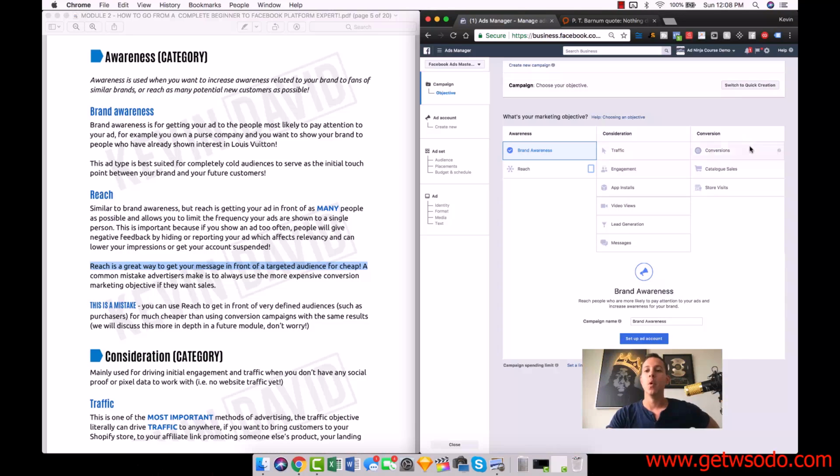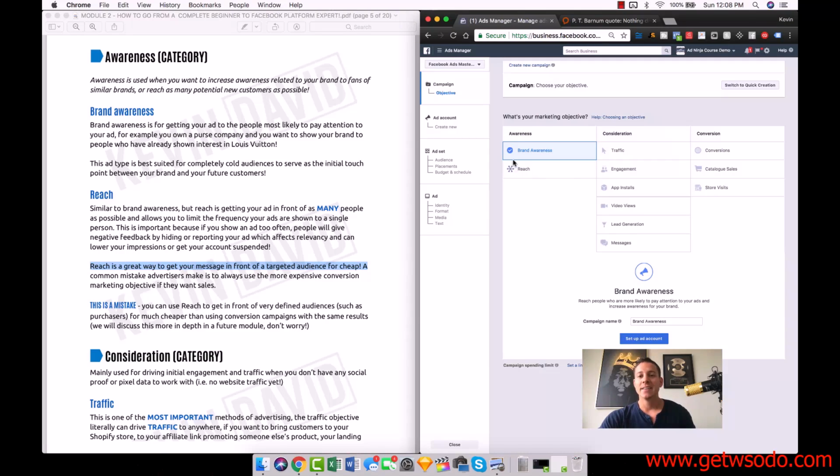So why pay more for a more expensive marketing objective when you could actually, with a super, super defined audience, in this specific case, pay for a much cheaper marketing objective, which is the reach objective. And so if you have a very targeted audience, the reach objective is a great way to get your message in front of a very targeted audience for cheap. And there's one other very, very cheap way to do that, which we're going to talk about in a second.